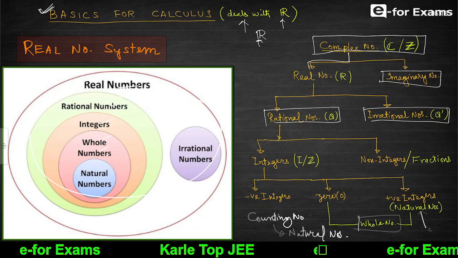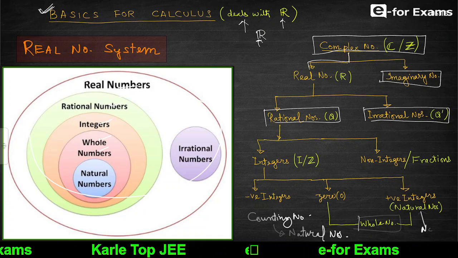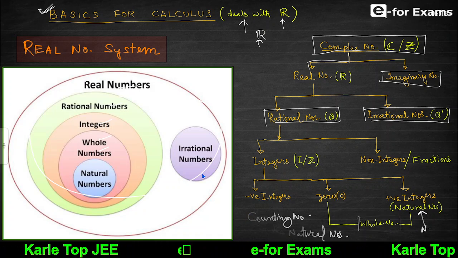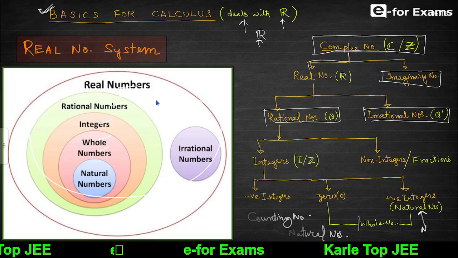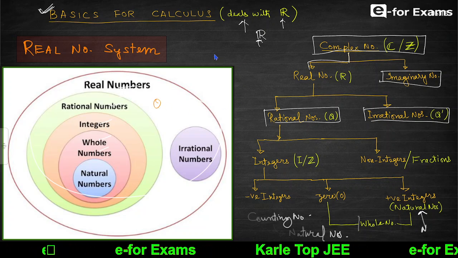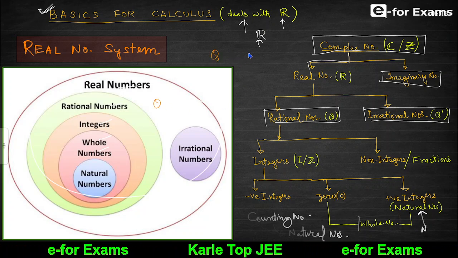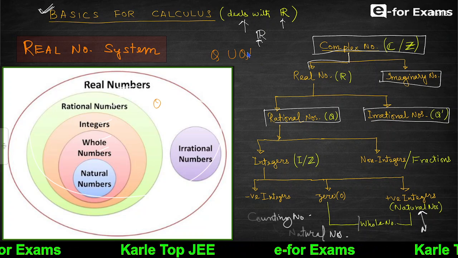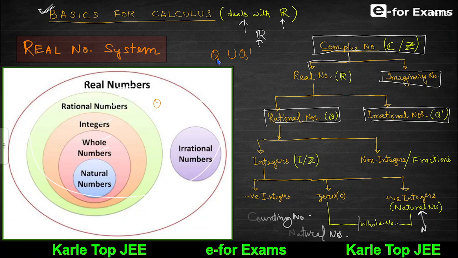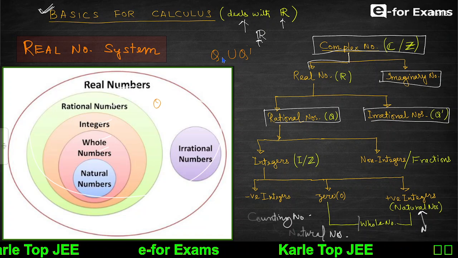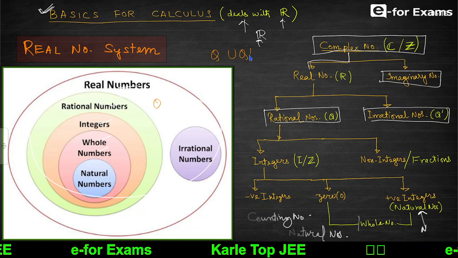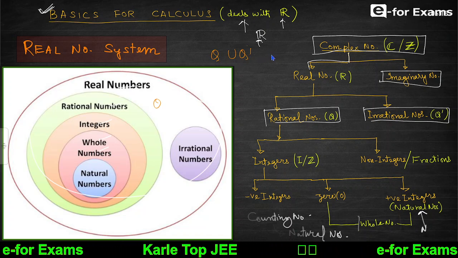Rational union irrational, irrational is denoted by Q prime. Rational is represented by Q. Q union Q prime equal to real.